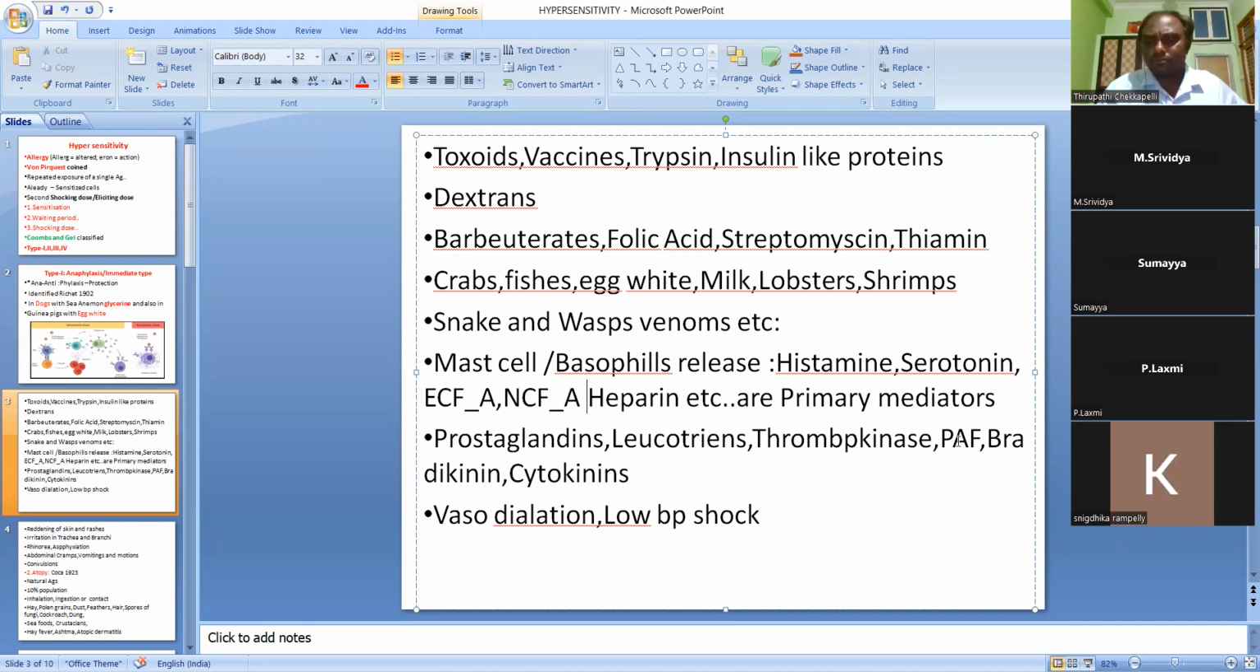Okay, so TAF, EAF, bradykinin, cytokinins, all these are the secondary mediators. They are released. What do they do? They cause vasodilation, one of the actions. That means expansion of blood capillaries takes place, and that leads to a sudden dip in BP.